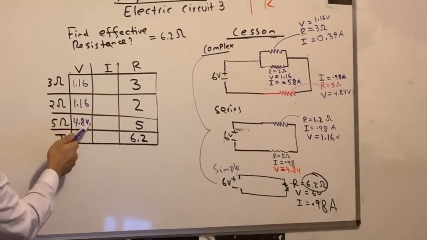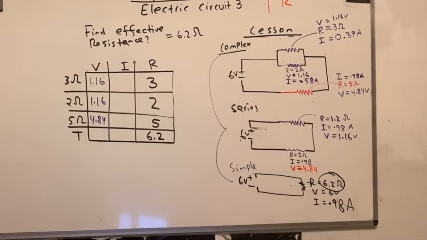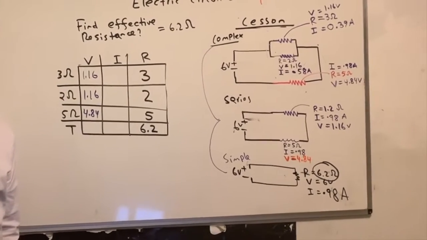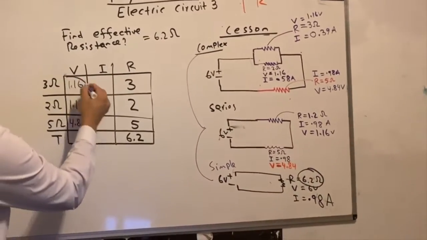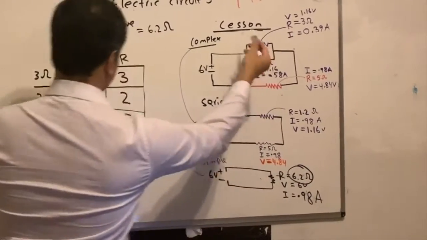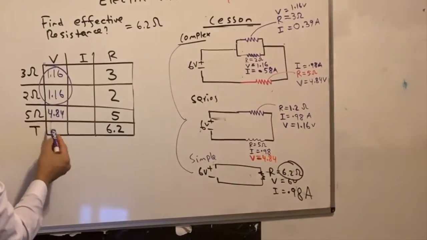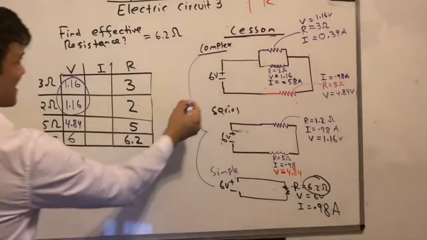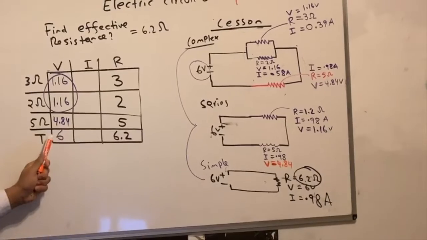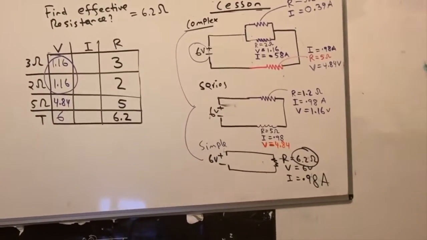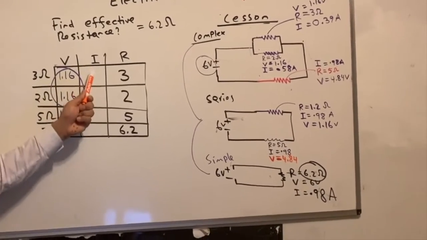1.16, 1.16 and 4.84 all together, when you add them up, how much is it? Trick question. It's 6. These two volts are the same. I was thinking 7.16. So it's gonna be 6, and does that make sense? Yes. The total voltage has to be 6. Okay, good. 1.16 plus 4.84. I actually calculated that in my head.